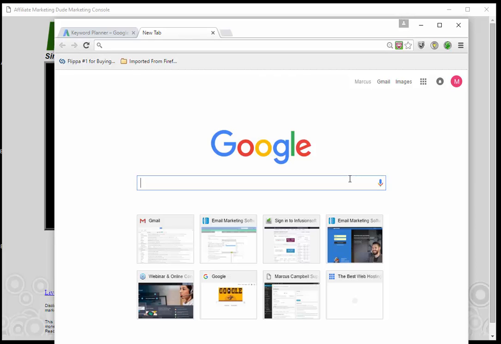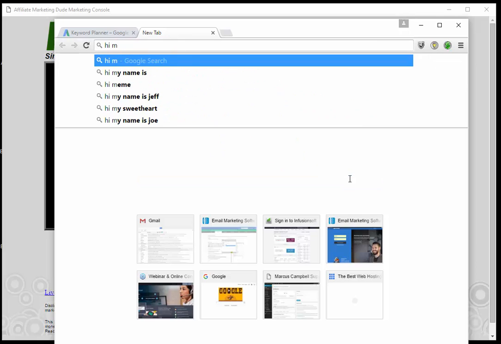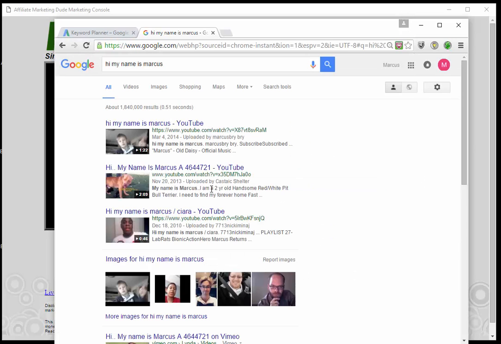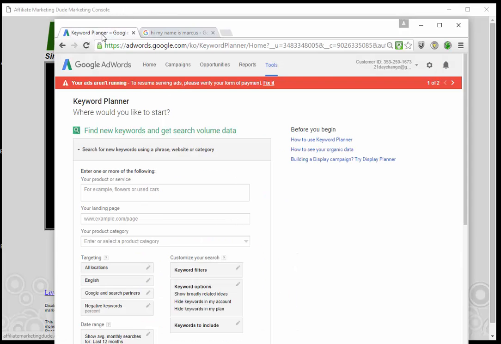For example, if I type something like, "Hi, my name is Marcus," in the Google search, Google logs it as a search. So if I was to go to the Google Keyword Planner, it would say one person searches for this keyword.